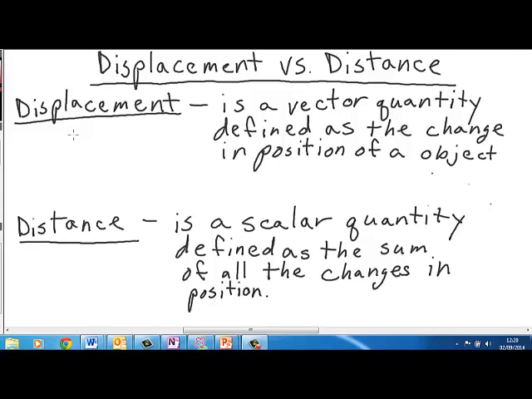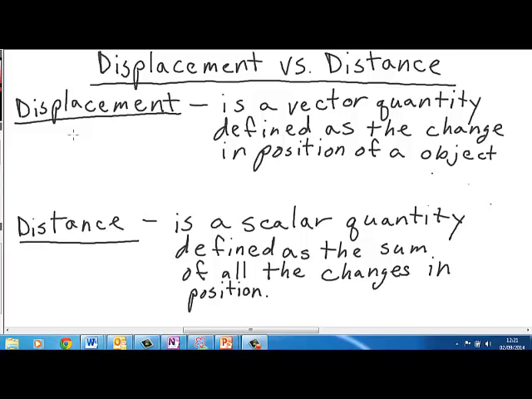Okay, in this video we're going to talk about displacement and distance and how they're different. Displacement is a vector quantity and it's defined as the change in position of an object. That's the total change from beginning to end. Distance, however, is a scalar quantity defined as the sum of all the changes in position.